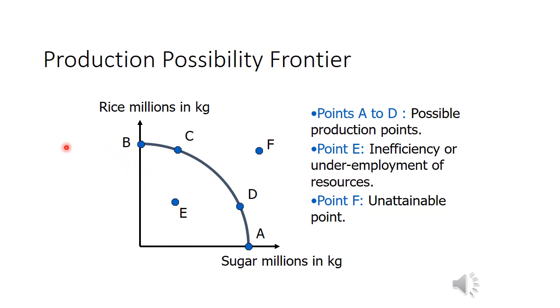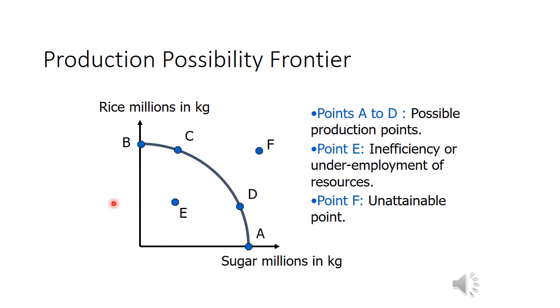Now, B will be a point whereby the economy only produces rice. All the resources are used to produce rice, so zero sugar and all rice. Compare this with point A: zero rice and all sugar. If you don't want extreme points, you can choose a combination on C and D, whereby you produce some rice and some sugar. These points on the PPF are possible points that you can produce.